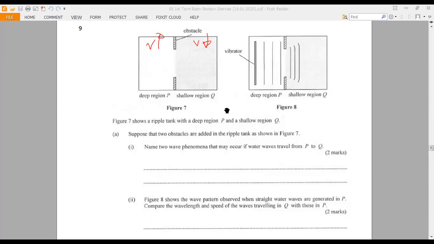Name 2 wave phenomena may occur when you travel from P to Q.